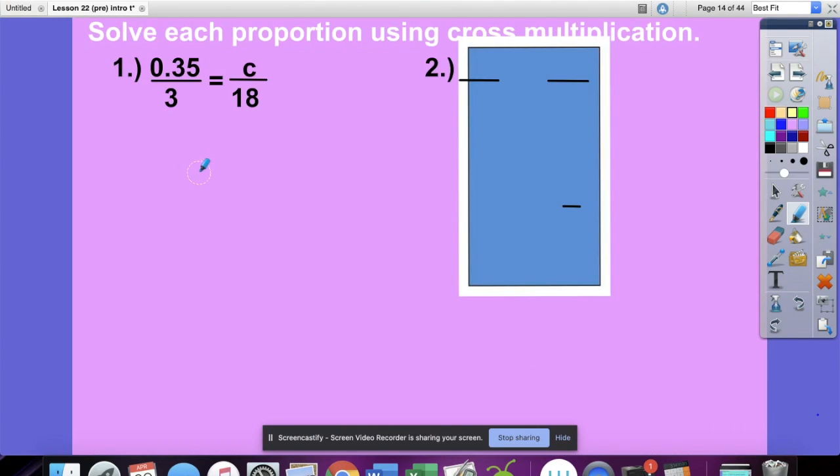Now it's time to try a couple on your own. One way I didn't mention before that you can read a proportion is I can say that 35 hundredths to 3 is the same as C to 18. So that is the proper way to read proportions.